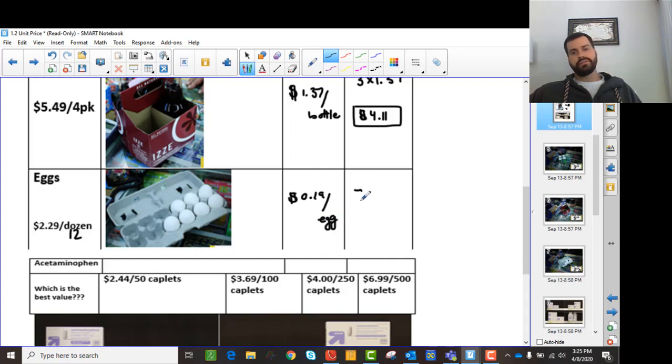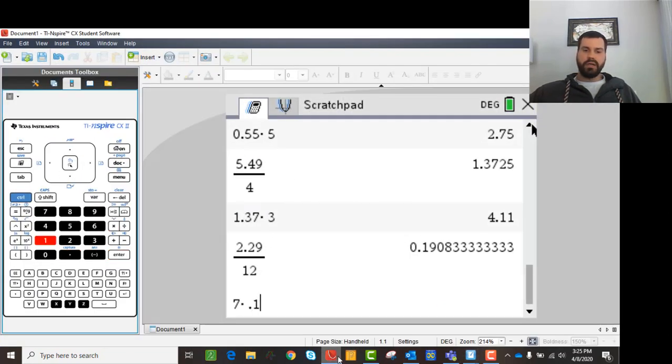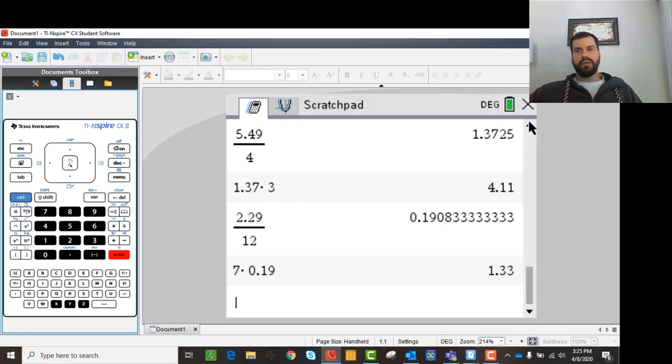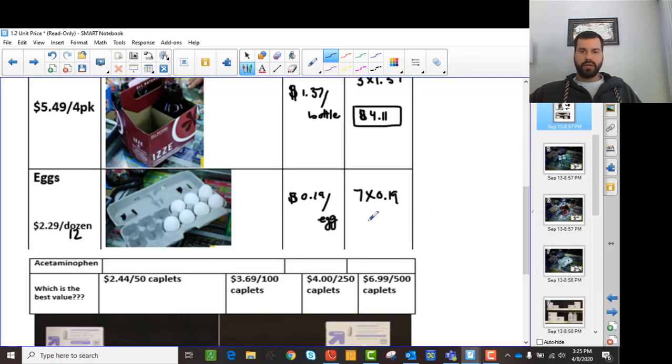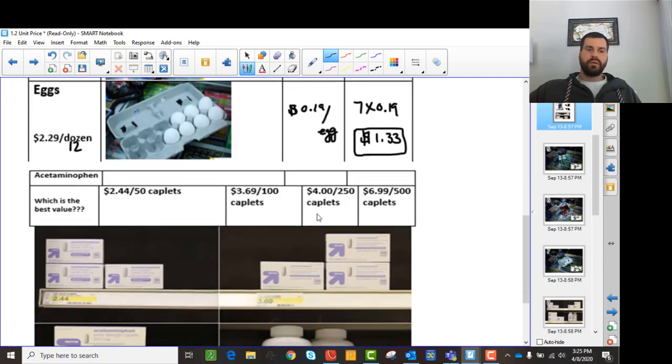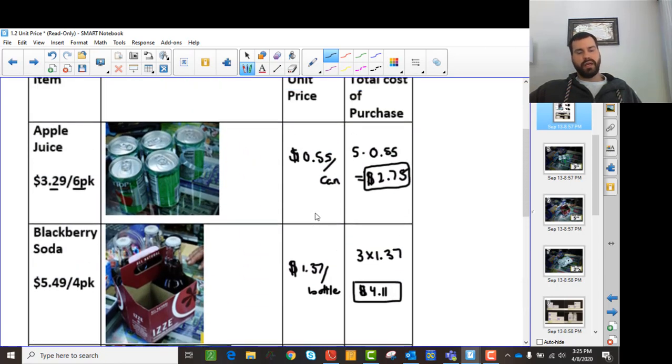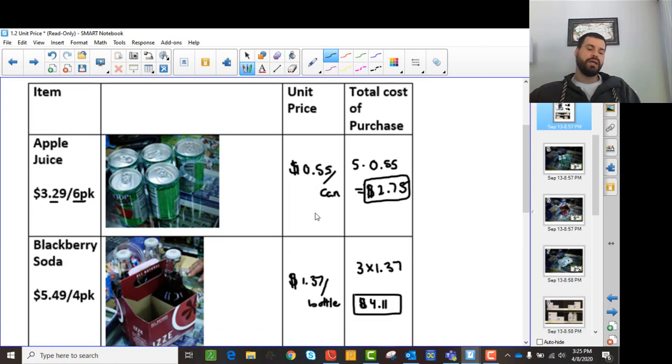And then I have 7 eggs. So I'm going to go 7 times 0.19 is going to give me what it's going to cost. So I grab my calculator again and I go 7 times 0.19 and it comes out to $1.33. So this is going to cost me $1.33 for my 7 eggs. Okay, now that's one way of looking at it, unit price, in terms of figuring out a total cost when the price per package doesn't match how many are in the package. So that's one way of looking at it.